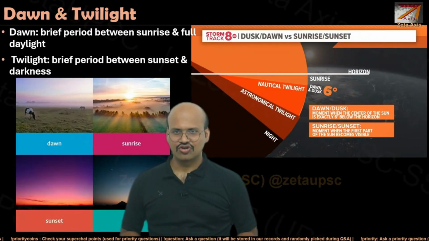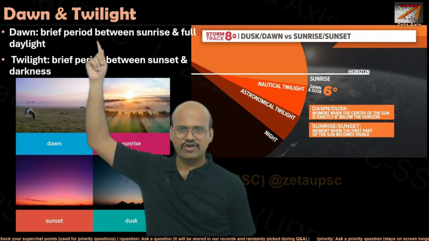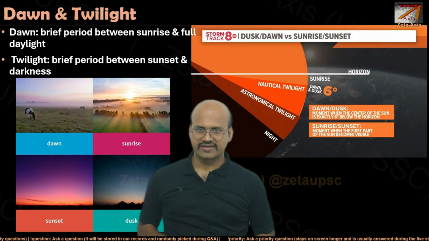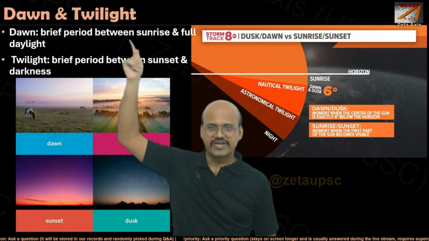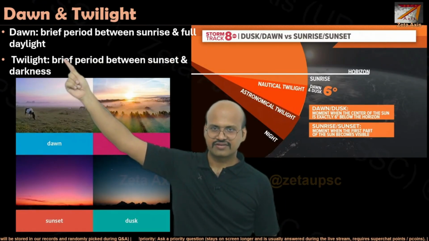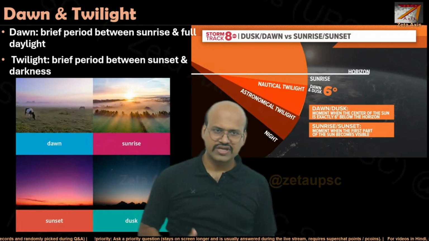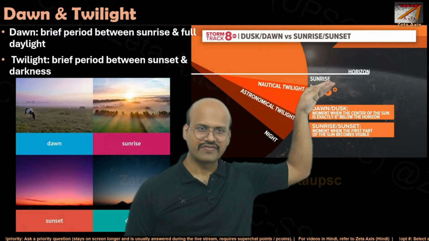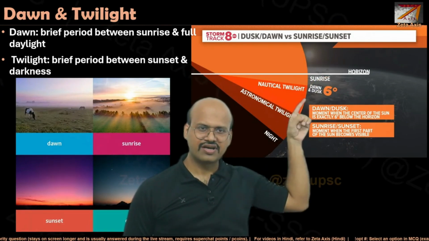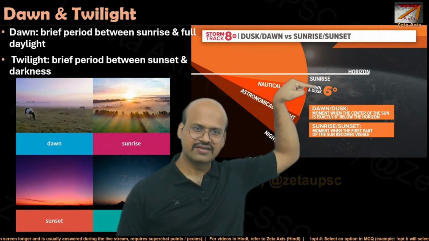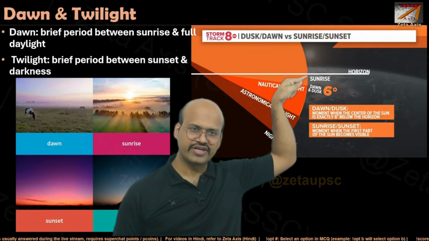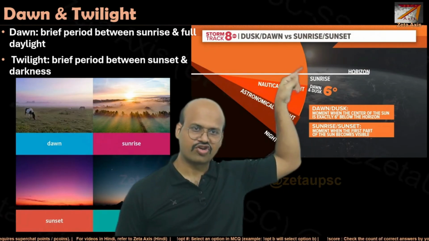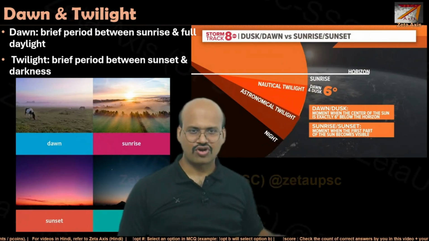Now, in GC Leong, we also see that it mentions dawn and twilight. So let's try to understand what is dawn and what is twilight. Dawn is basically a brief period before sunrise and full daylight. So this is the duration when the sun is not above the horizon. Here you can see that when it is approximately between 6 degree to 0 degree, the sun is between 6 degree to 0 degree. This is our horizon and this is up. So that time is called dawn or dusk.